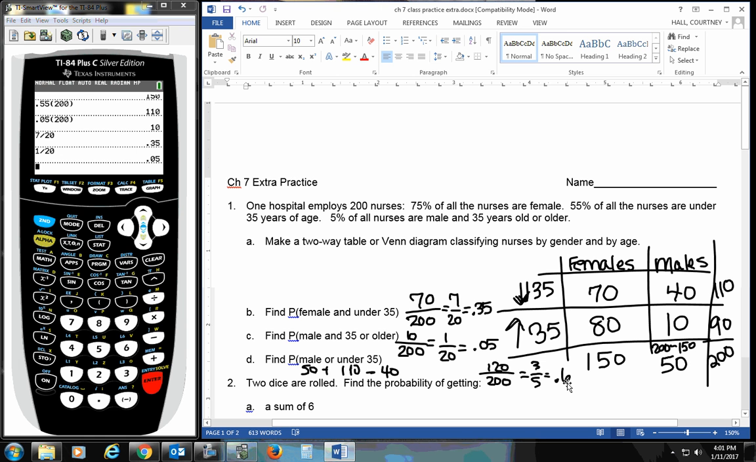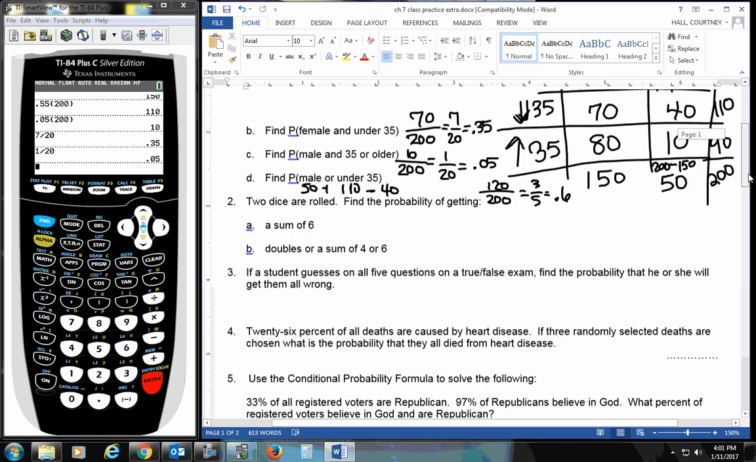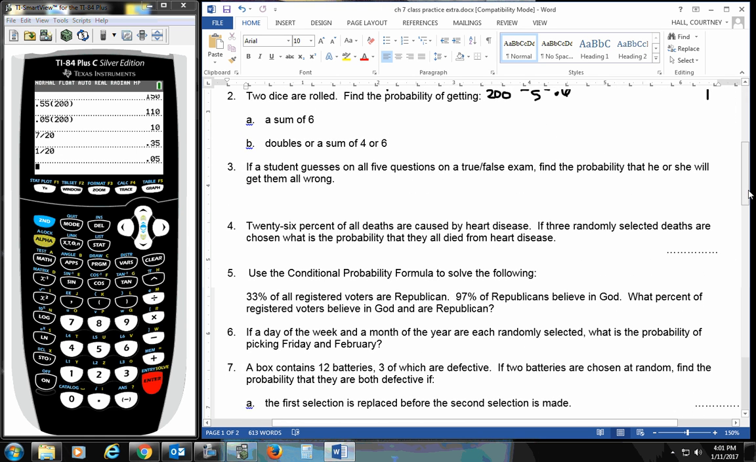Okay, so that is it for number 1. Moving on to number 2. 2 dice are rolled. Remember when you roll 2 dice that you are going to have 36 possibilities. So we're going to use that information. We're going to assume we all remember that sample space. Okay. Find the probability of getting a sum of 6.